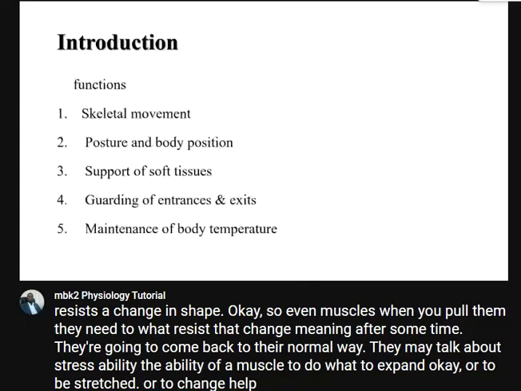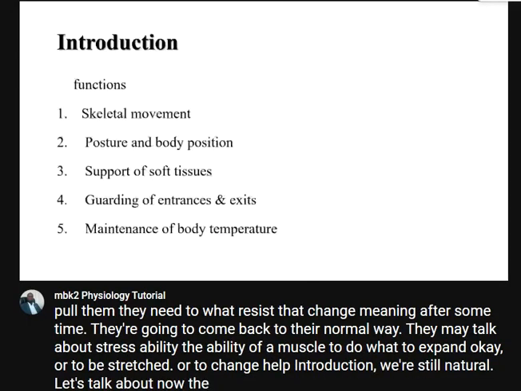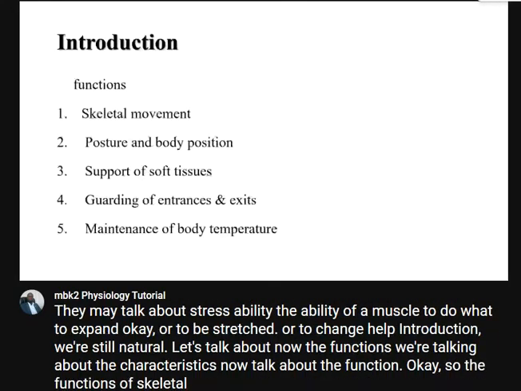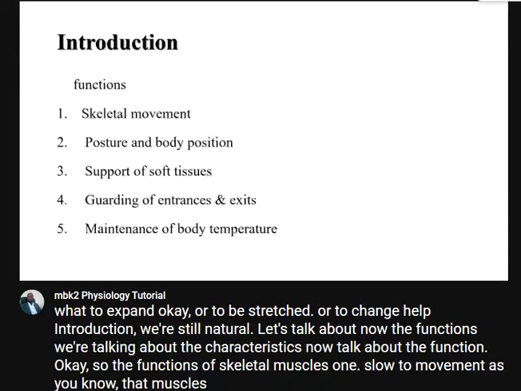We're still in the introduction. Let's talk about now the functions. We were talking about the characteristics. Now we talk about the functions of skeletal muscles. One, skeletal movement. As you know, muscles are able to make the skeleton move, which is a fact.